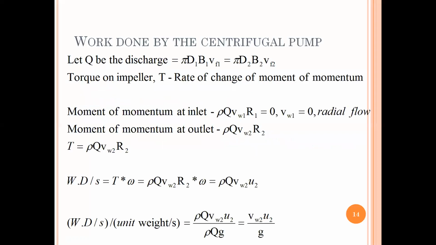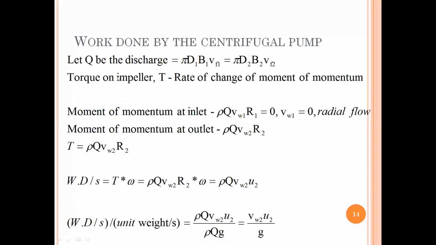Now coming to the work done calculation. Let Q be the discharge. In the case of a centrifugal pump, it is given by pi D1 B1 VF1 is equal to pi D2 B2 VF2. D1 is the diameter of impeller at inlet, D2 is at outlet, B1 and B2 are the widths at inlet and outlet, and VF1 and VF2 are the velocities of flow at inlet and outlet.